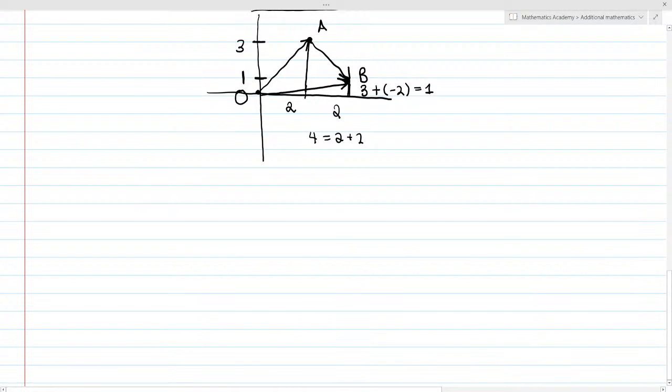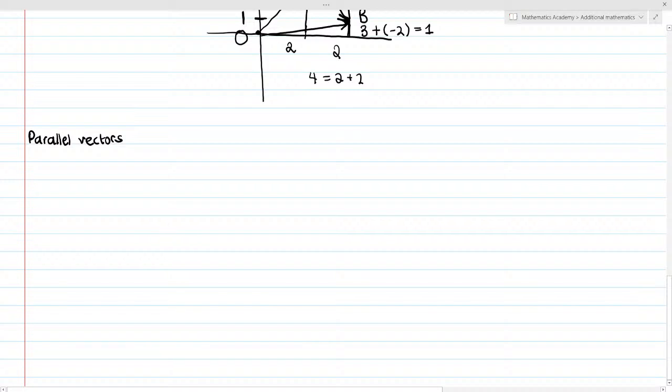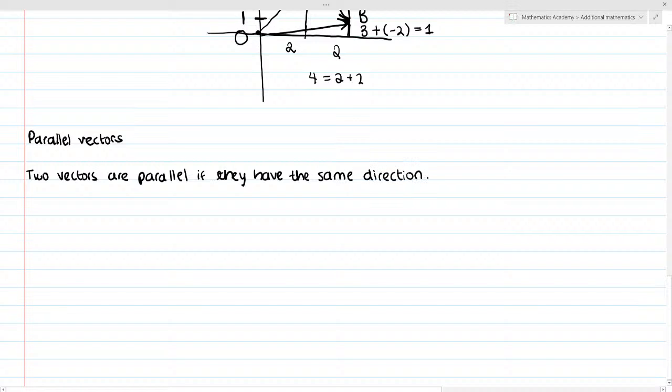Now let's think about a few things. Firstly, what are parallel vectors? Well, as the name suggests, two vectors are parallel if they have the same direction but different magnitudes. But just if they have the same direction, regardless of what their magnitudes are, they can be exactly the same vector as well and still be parallel.